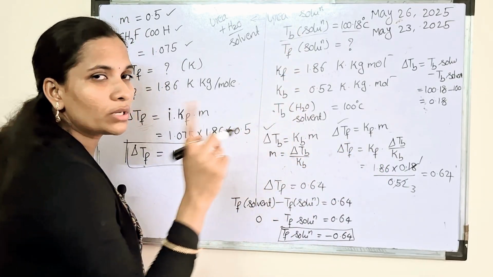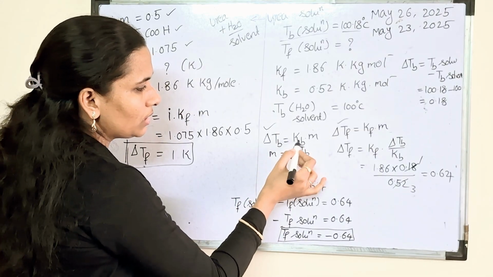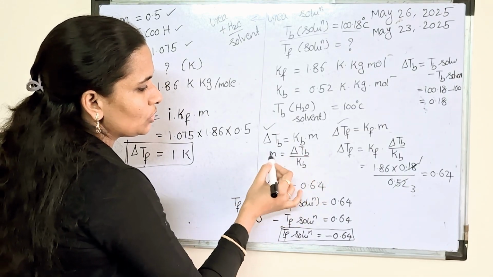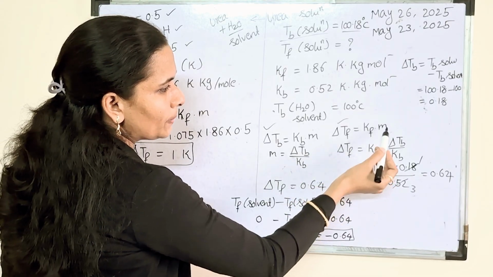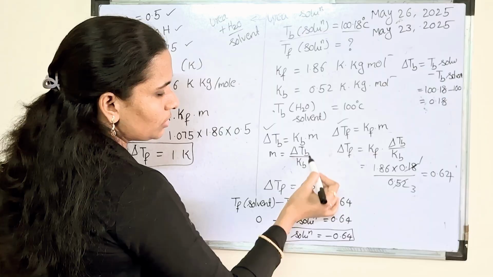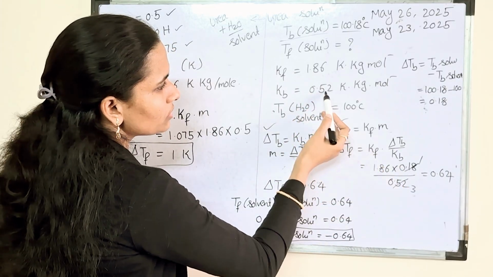So this is one total solution only, so the molality is the same. So molality, what can you write? Taking Kb to the other side, delta Tb by Kb. So this molality is now substituted in this. So delta Tf equals Kf into m, molality. What is the formula? Delta Tb by Kb.